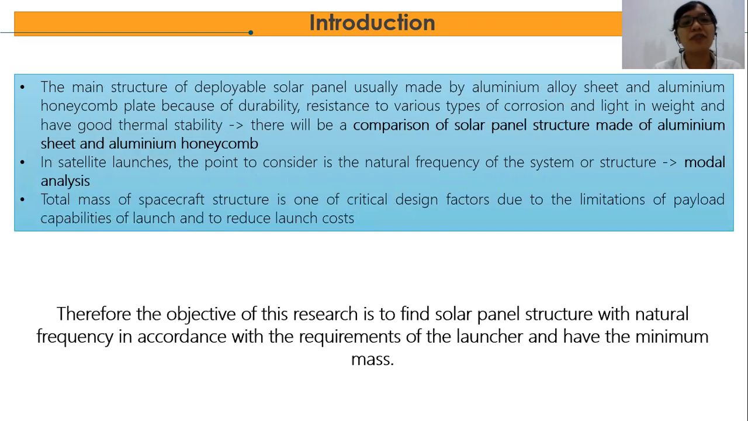The main structure of a deployable solar panel is usually made of aluminum alloy sheet and aluminum honeycomb plate because of durability, resistance to various types of corrosion, light weight, and good thermal stability. So in this paper we will compare the solar panel structure made of aluminum sheet and aluminum honeycomb.